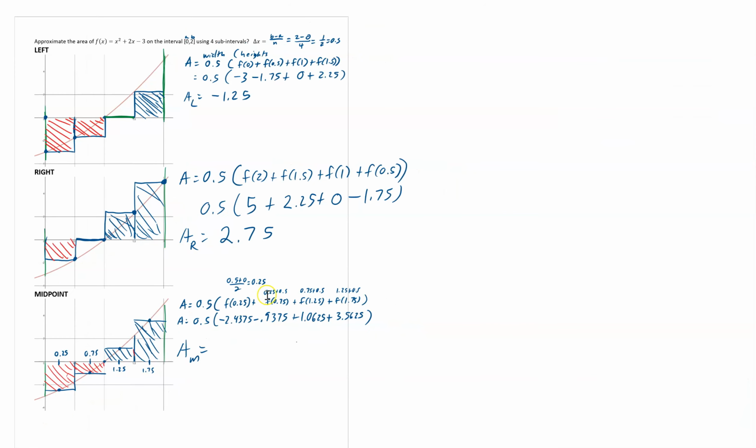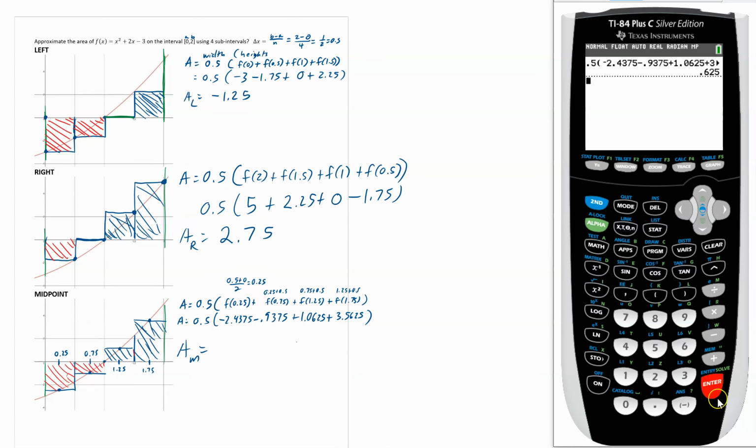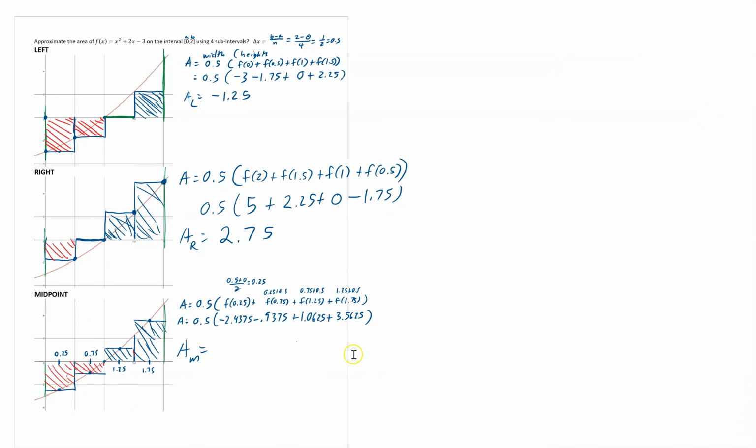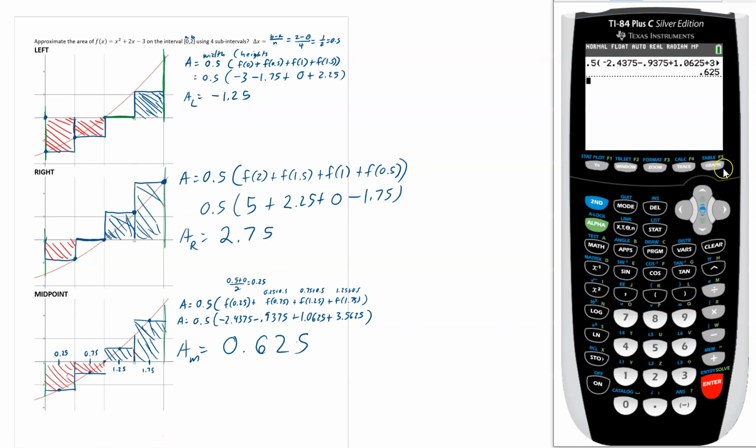So now let's find out what this is in our calculator. And it's 0.625, which looks like a much better estimate than over the other two. This one's just really positive. This one looks really negative, and this one's nicely matched. So let's check our calculator. We go to our graph.